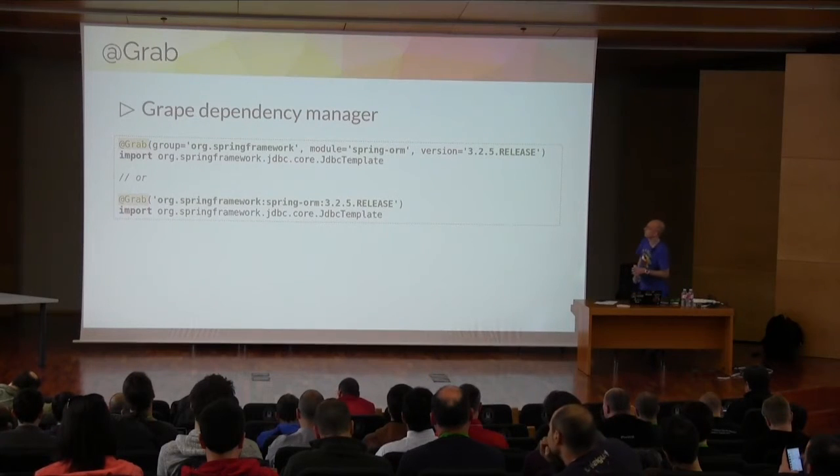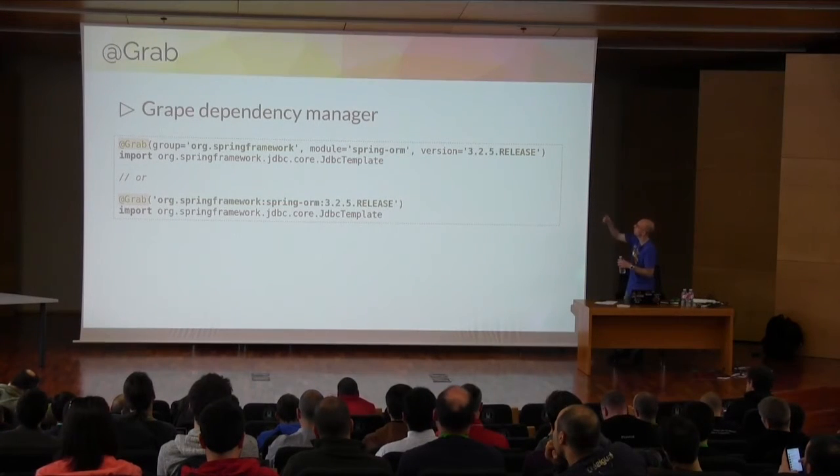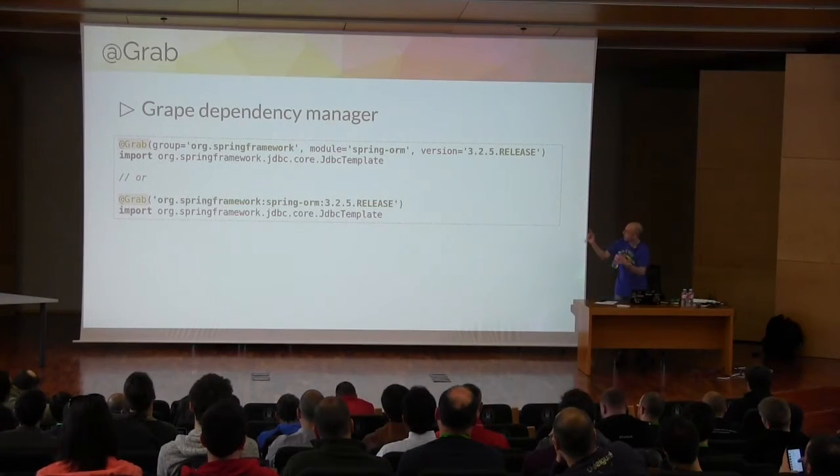The first annotation is @Grab, and you can use here the standard Maven coordinates: the group, the module, and the version. And, for example, you can always use this compact form.